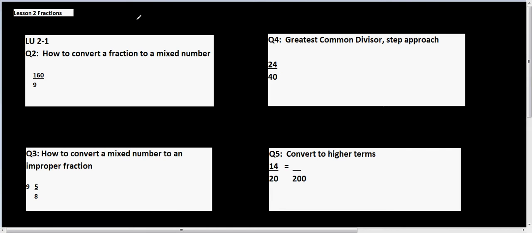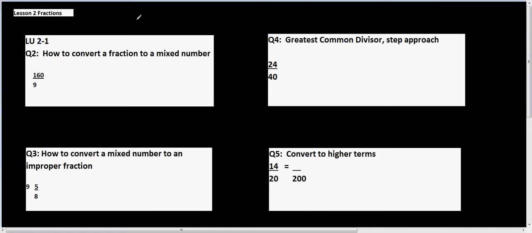Today we're going to look at how you can do several things here. You can add, you can determine mixed numbers and improper fractions, you can convert to higher terms. We're going to look at how to compute the least common denominator and the greatest common divisor. So let's get started here.